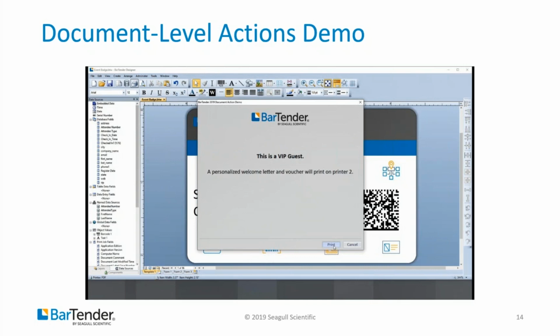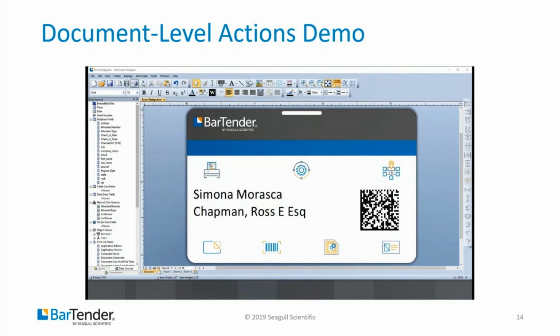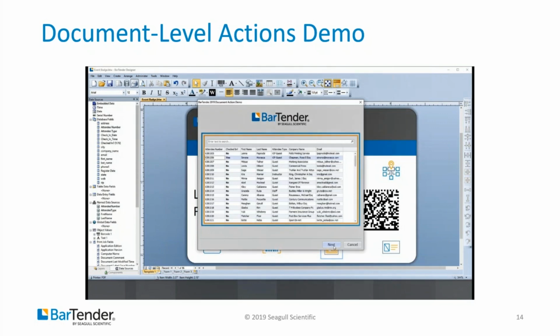And the purpose of this form is just to give you an alert. So in the background, it's also going to print that secondary label, whatever that may be. And we'll see what that looks like. So we're happy. We know this is a VIP guest. Let's go ahead and hit print. And here's what's going to happen. So it's going to print a PDF. We have the form set up to cycle, so that's fine.